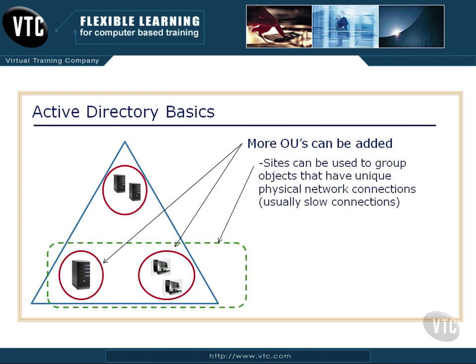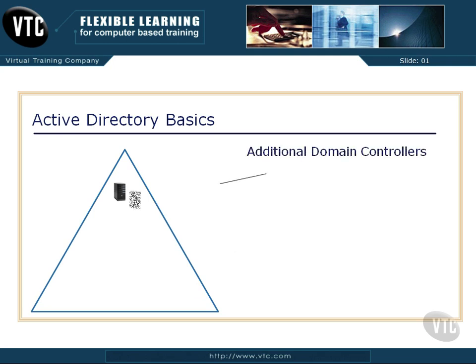Then I can use sites, and I can use a site to group objects independent of the domain or the OUs, and usually this connects down to the physical network underlying this logical Active Directory design, and I can use that to group together usually computers that share slow network connections so that they will try to communicate with each other first before going outside the site because they're having to reach over slow connections to those other locations.